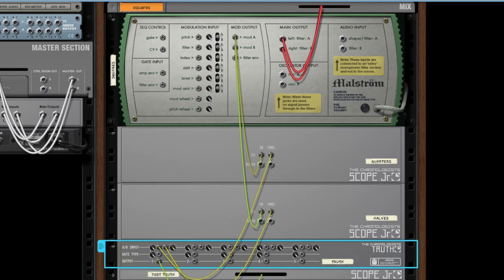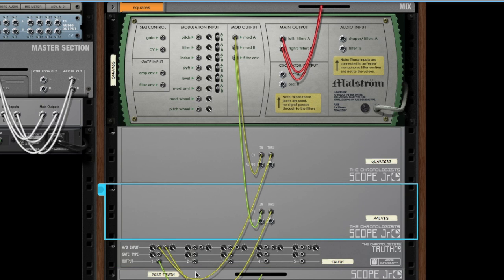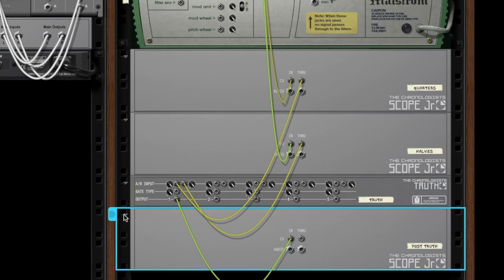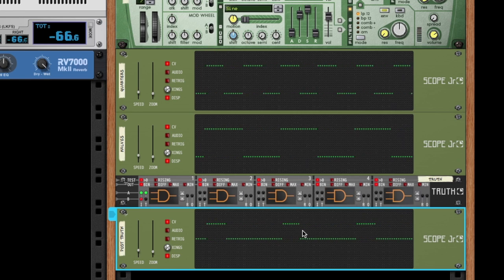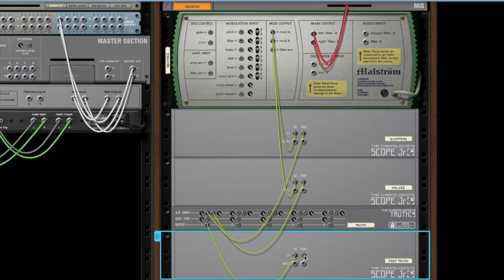These are running through Truth, which is using an AND gate, which is only going to have an output when both are true, which is both in the positive state, both in the plus state. And that's what it looks like when they were both combined there. So let's take a listen and see what it actually sounds like.